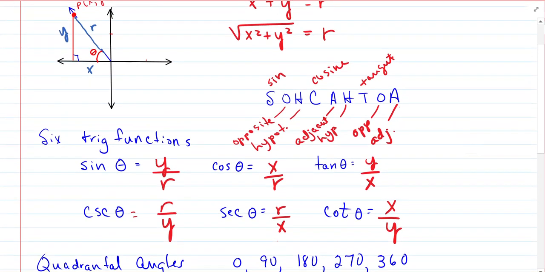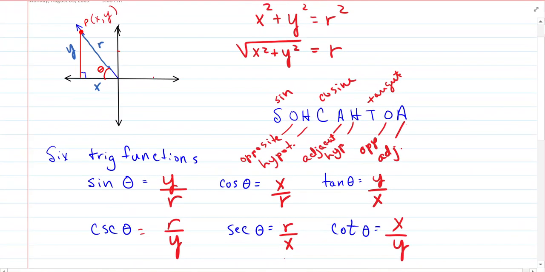Now, in that triangle, the 6 functions are right here: sine, cosine, tangent, cosecant, secant, cotangent. Sine is y over r, opposite over hypotenuse. Cosine is x over r, adjacent over hypotenuse. Tangent is y over x, which is opposite over adjacent.